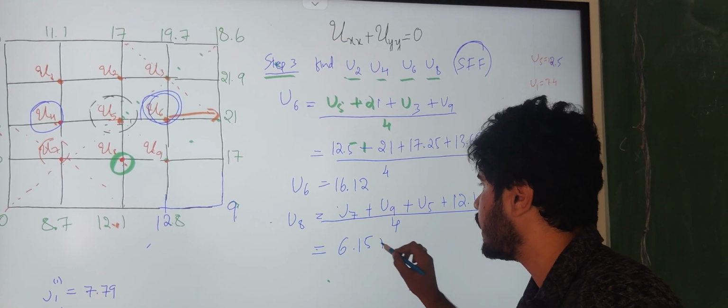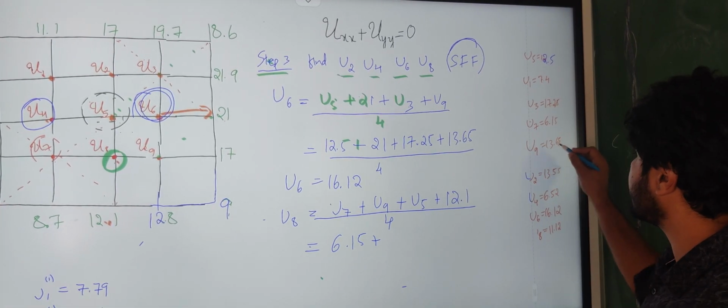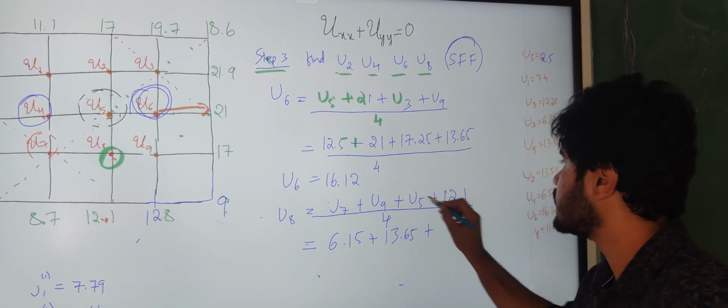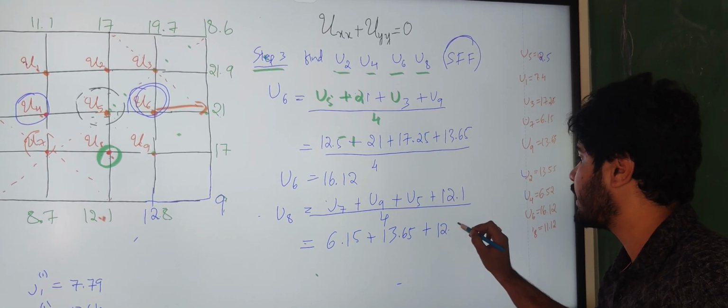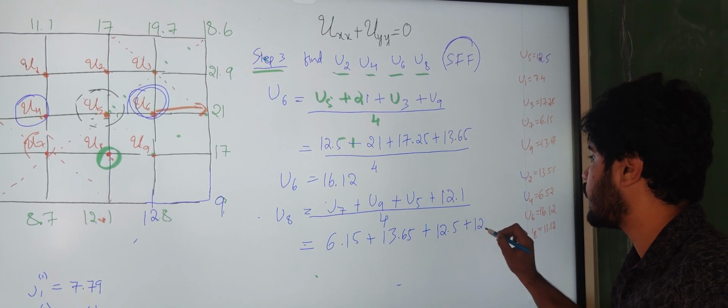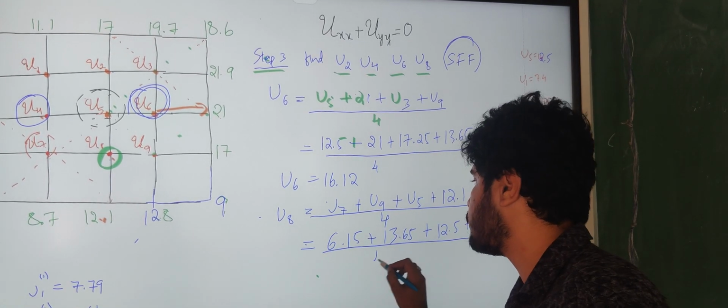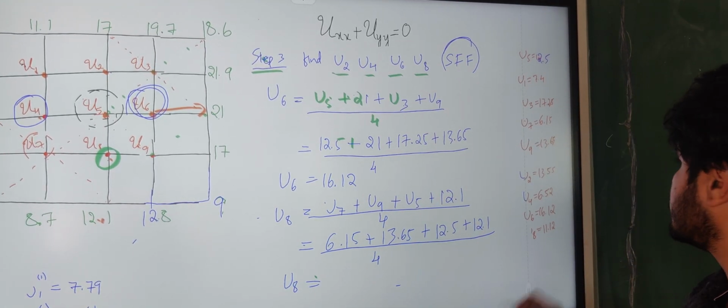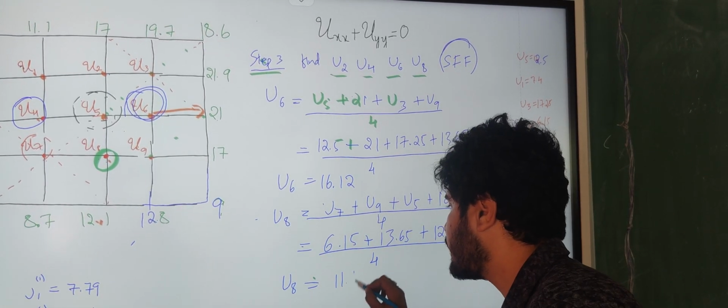6.15. And what is u9? u9 is 13.65. And what is u5? That is 12.5 and 12.1. So if I divide this by 4, I will get the value of u8. So the u8 value is equal to 11.12.